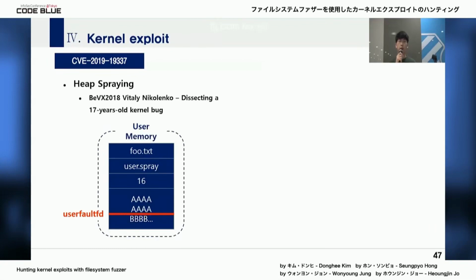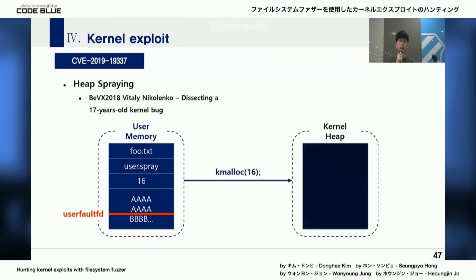Visualizing this, when calling the copy_from_user function in the setxattr syscall, userfaultfd is set between A and B of the user memory where the memory copy will be made. It then calls the syscall to allocate 16 bytes of kernel memory. After allocating kernel memory, setxattr copies the string A from the specified user memory to kernel memory, as shown in the figure.